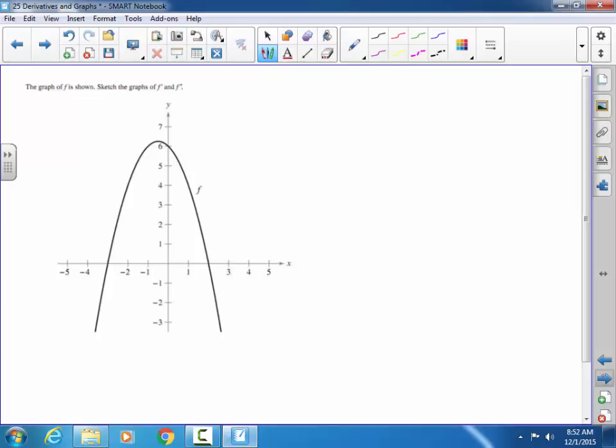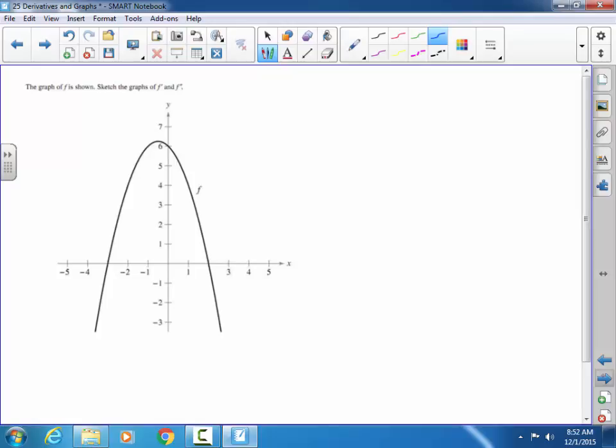All right, now, shift gears a little bit. Here's a function, f. Graph the derivative and graph the second derivative. Sorry about that. Here's the function. Graph the derivative and graph the second derivative. How do you even begin? Well, the slope seems to be negative. Where? The slope seems to be lessening.